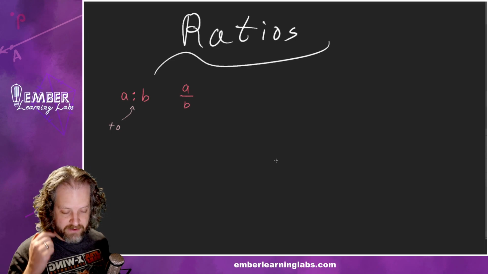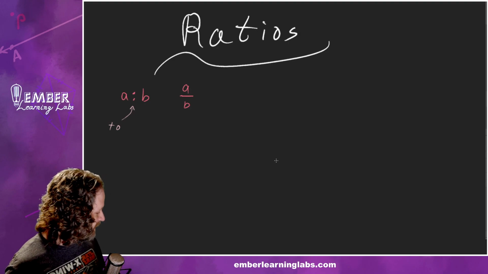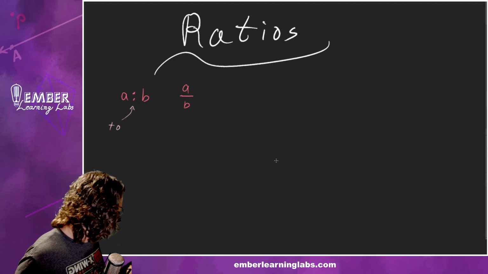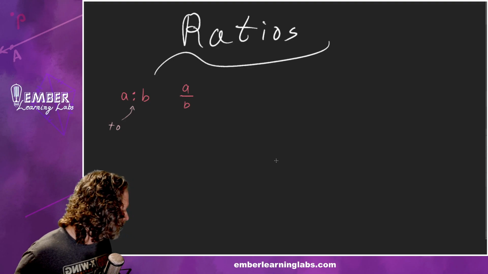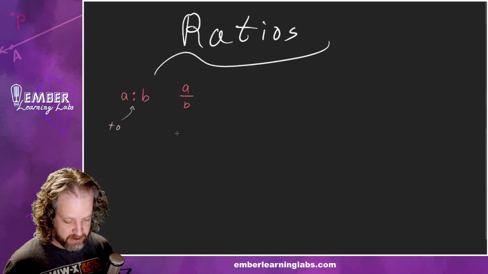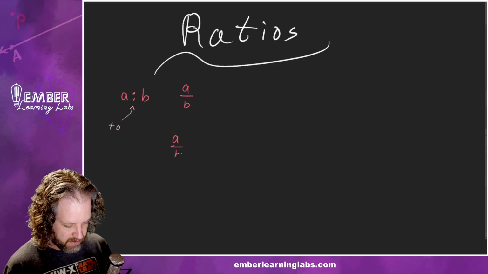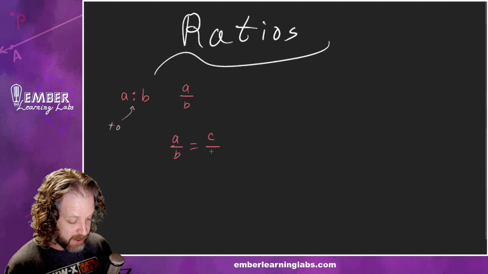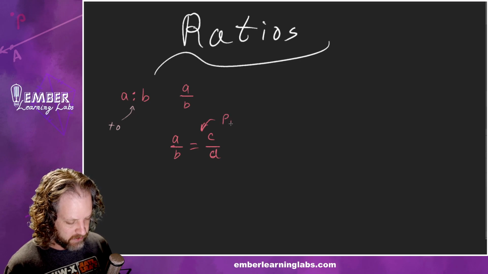And we can have equivalent ratios, right? That's a thing that we can say. You can have equivalent ratios, which we're going to use here in a minute. You can say that A to B equals C to D. Now we've made a proportion, right? This is a proportion. A proportion is when you have equivalent ratios.